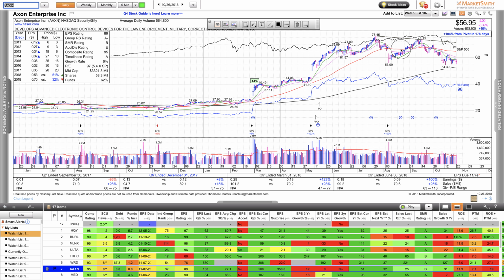Axon, not a strong double bottom, although it is a double bottom. I'm not sure why MarketSmith isn't picking that up. I'd like to see more of a shakeout here. 25% sales growth, that's okay. 100% earnings growth is great. And again, if this thing were to start coming up here to get to a double bottom buy point, these lines should converge. All right, that's what we're looking at.